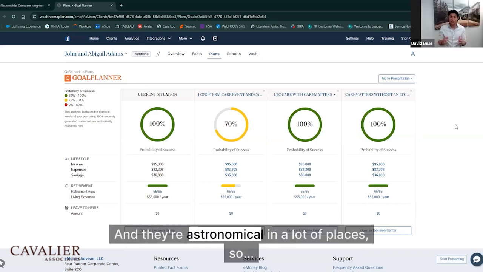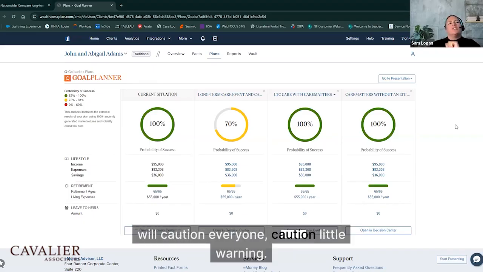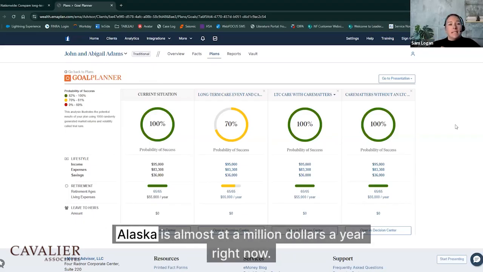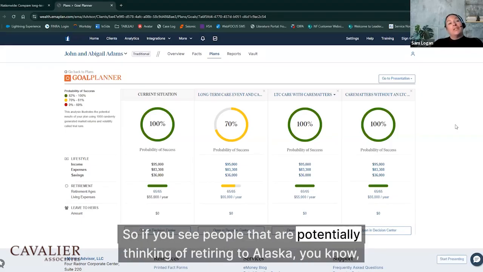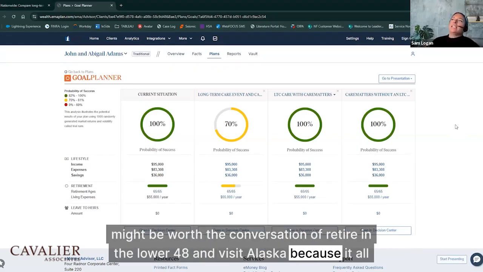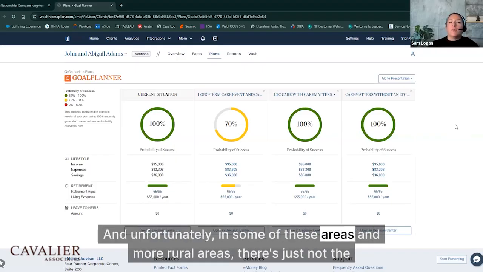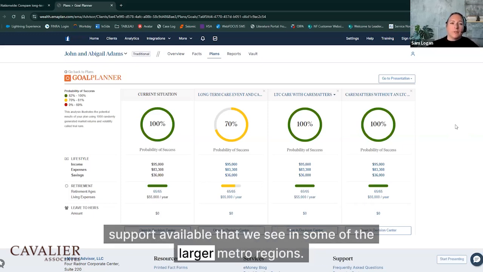Astronomical here, and they're astronomical in a lot of places, so they really are. I will caution everyone, a little warning: Alaska is almost at $1 million a year right now. So if you're potentially thinking of retiring to Alaska, it might be worth the conversation of retiring in the lower 48 and visiting Alaska, because it all comes down to the number of people available to provide the care. Unfortunately, in more rural areas, there's just not the support available that we see in some of the larger metro regions.